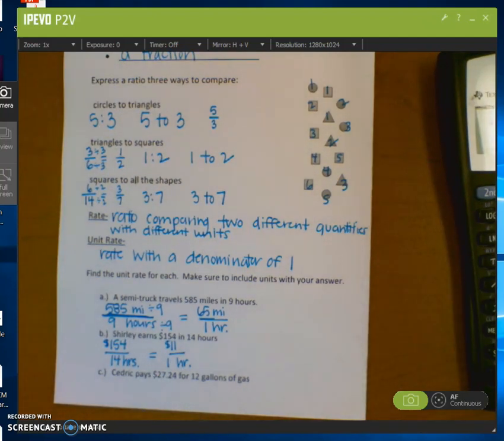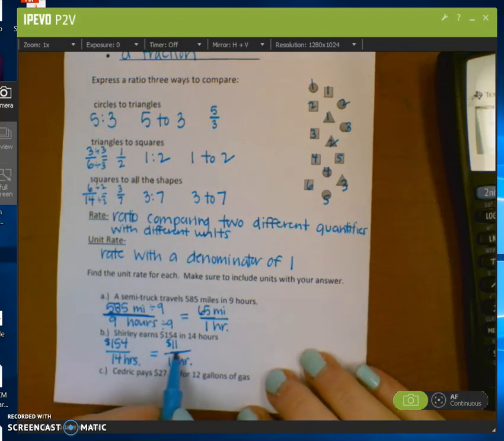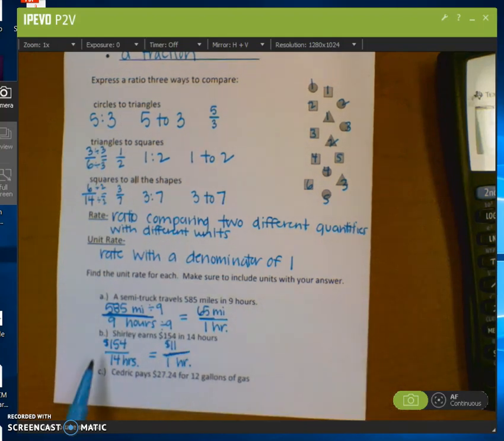Again, making it into a unit rate gives us a better idea of what kind of job she has or how good her job is, or gives us a little bit better insight. It's easier for us to break that down and understand a unit rate than it is to understand just a simple rate where we have bigger numbers.